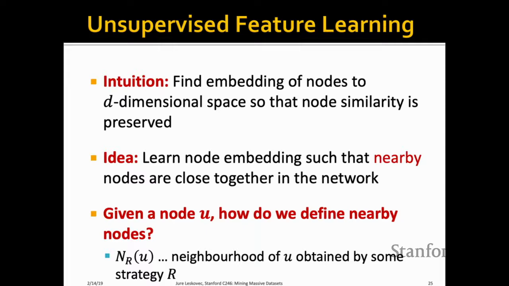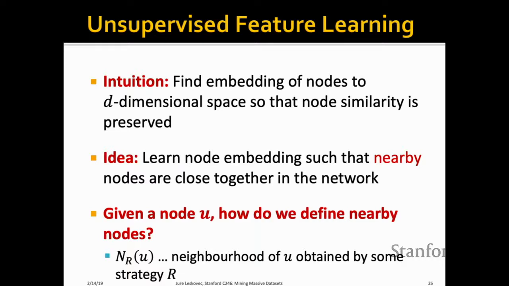So the intuition is that I want to find an embedding of nodes in the d-dimensional space so that node similarity in the network is preserved. The idea is that I want to learn node embeddings such that nearby nodes in the network are close together in the embedding.